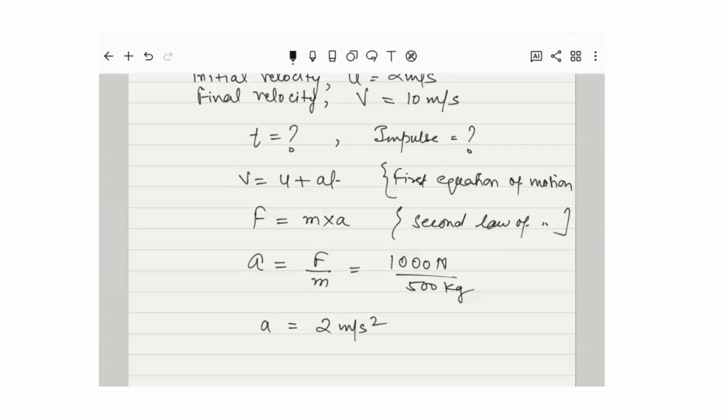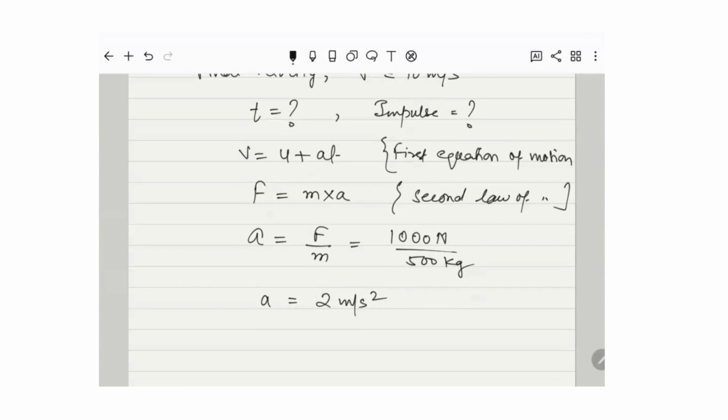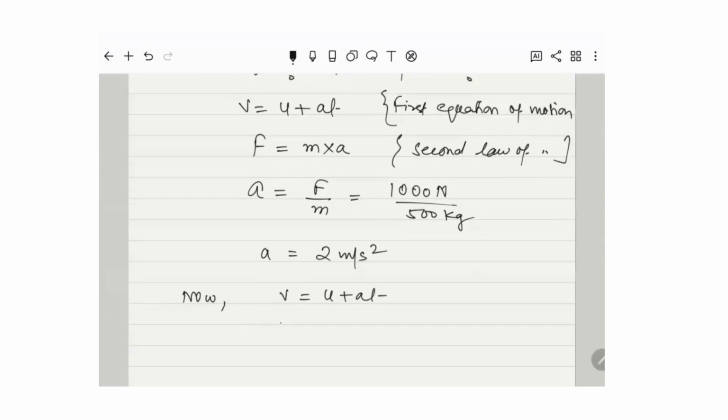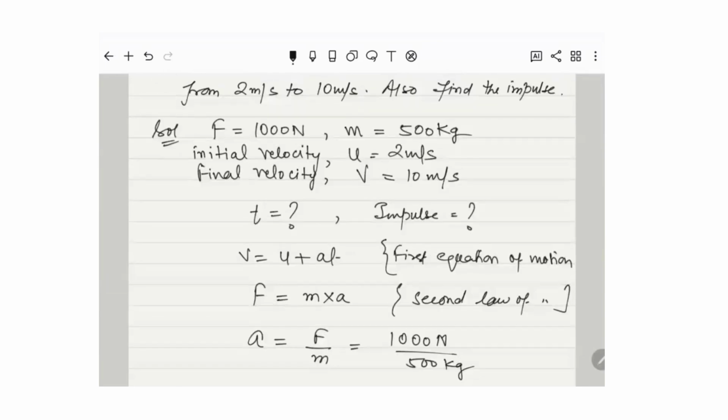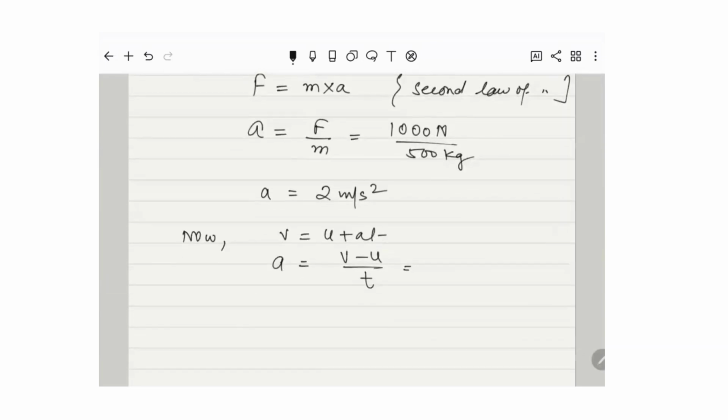Now see the second part, right? Since we have got the acceleration, now we can easily use the first equation of motion to find the time. So now v is equal to u plus at, right? So a is equal to v minus u upon t. Change in velocity with time is acceleration, right? So write it down. So what is the final velocity? Final velocity is 10 and initial velocity is 2. Getting that?